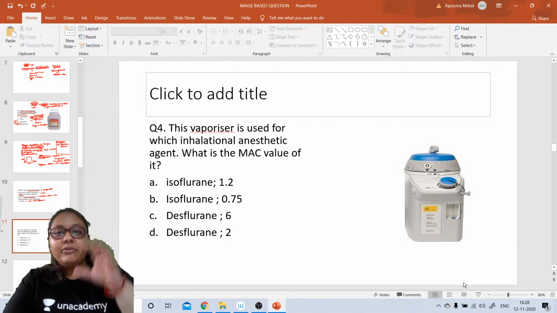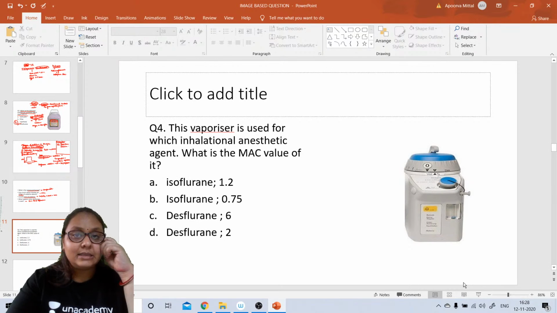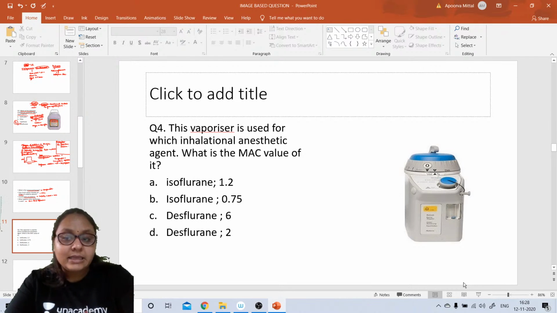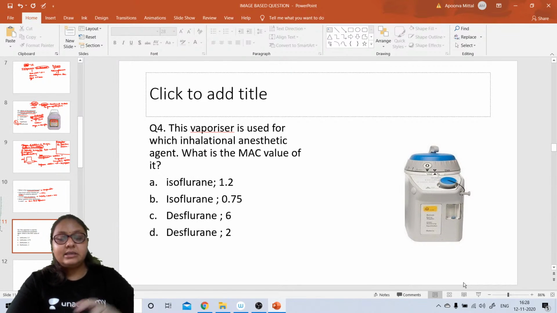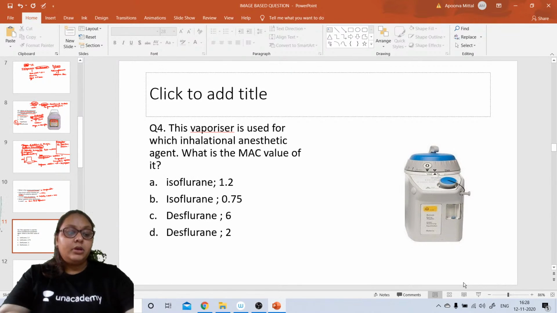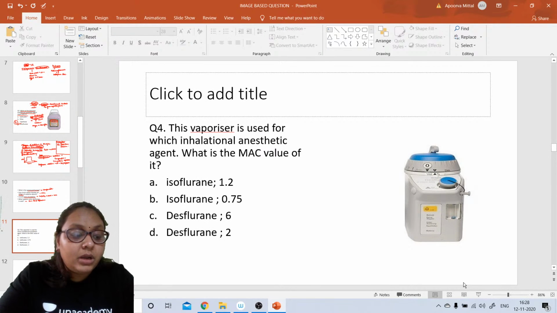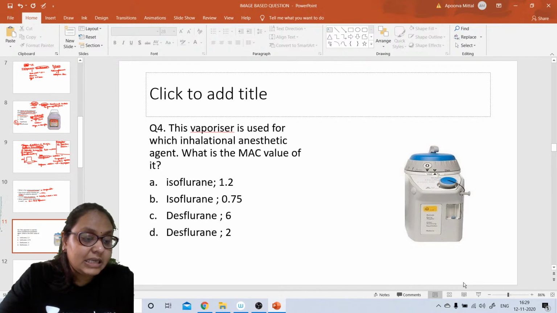We all know that vaporizers are specific for different inhalational agents. So this vaporizer, which is blue in color, is specific for which inhalational anesthetic agent? Is it isoflurane or desflurane? And what is the MAC value? If it is isoflurane, what is the MAC value? If it is desflurane, what is the MAC value? MAC, you know, is the minimum alveolar concentration. What should be the answer for this, friends? Please answer.